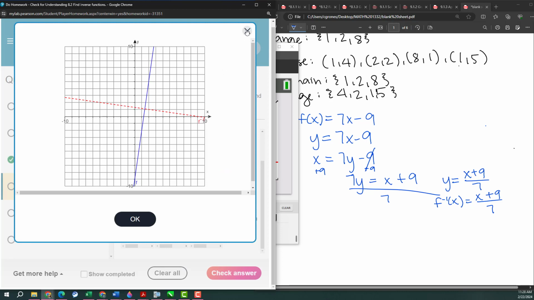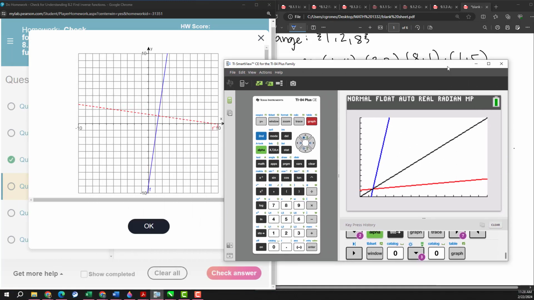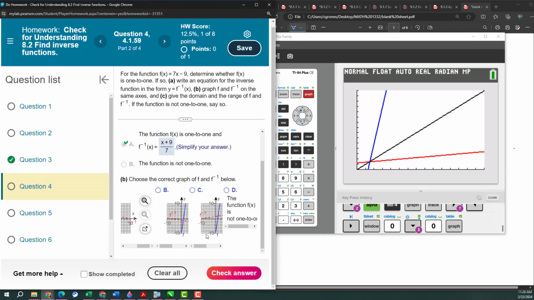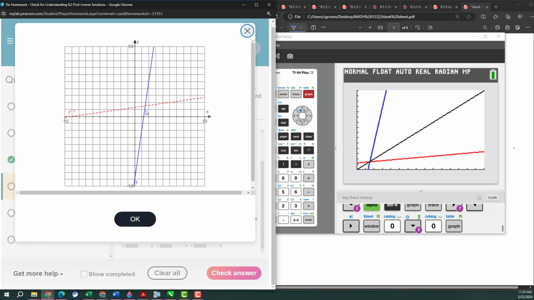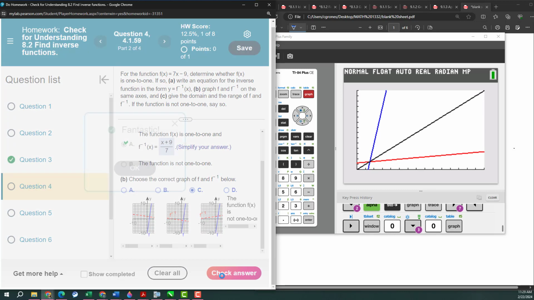So let's look at our graphs. So this is not correct because it looks like one of our lines, the inverse, is not correct. So that was A. Let me look at C. So this one looks correct. So it is going to be option C.